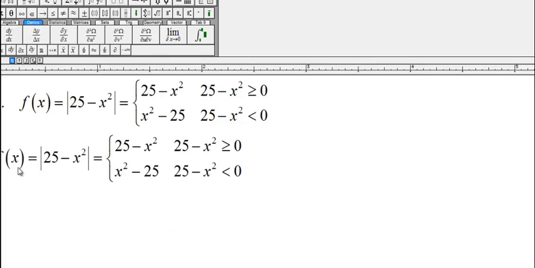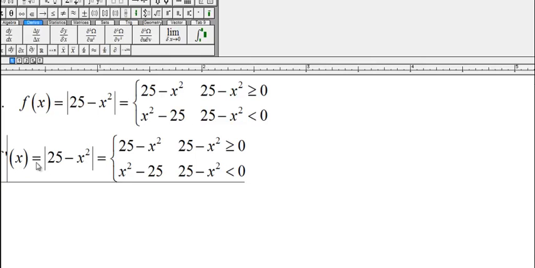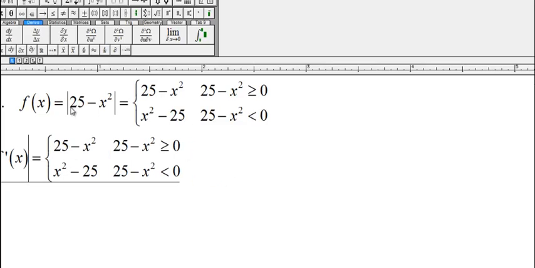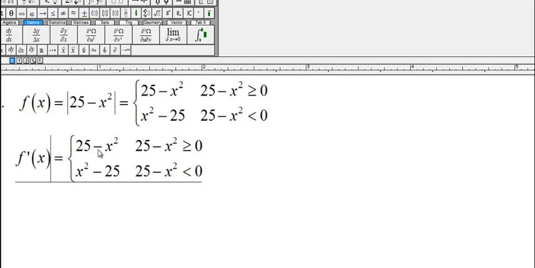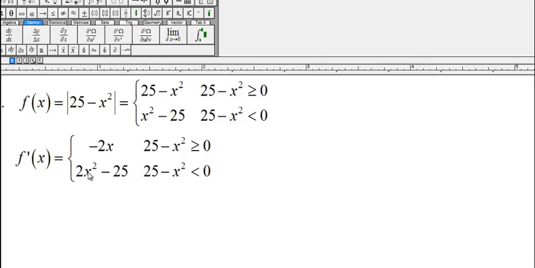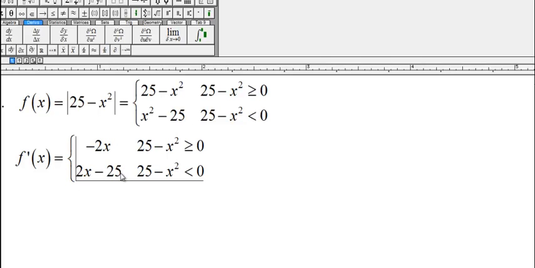So the derivative of that is going to be the derivative of just these pieces here. And of course the derivative of 25 is 0. The derivative here, you bring the 2 down and this goes away, and here you bring the 2 down and this goes to the first power, and the derivative of the 25 there is 0. So we get that.